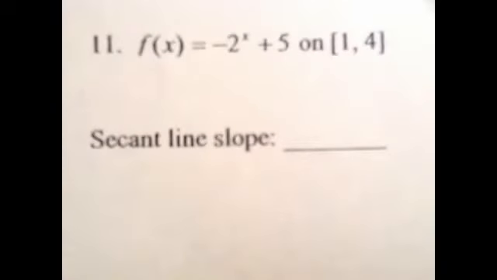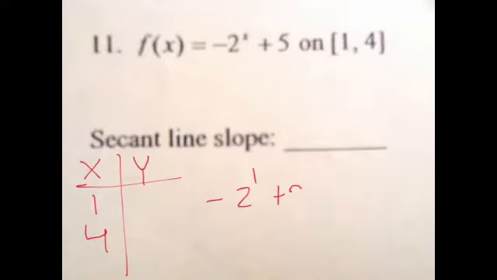And that brings us to 11. Again, get your x and y table going. I'm just trying to figure out the y values that go with these x's. My x values are 1 and 4. I'm going to plug them in. Negative 2 to the first power plus 5, and then negative 2 to the fourth power plus 5. And on these ones, the negative is not involved in the exponential part, so do that first. Then put in the exponential portion of it.